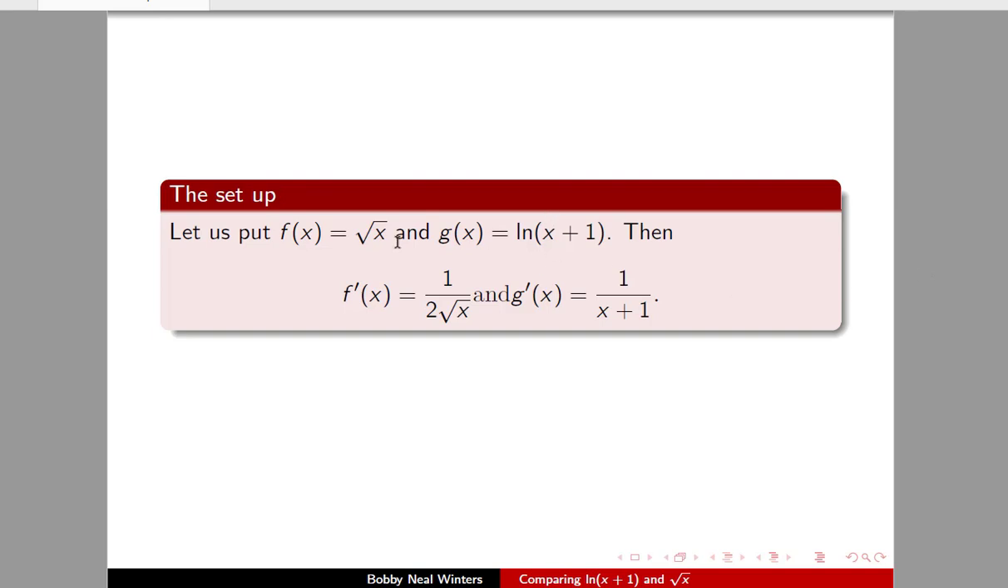So first let's put f of x equal to the square root of x and g of x equal to the natural log of x plus 1. Okay, we can then calculate that f prime of x is 1 over 2 times the square root of x, and that g prime of x is 1 over x plus 1.